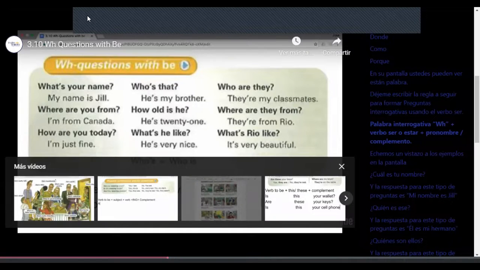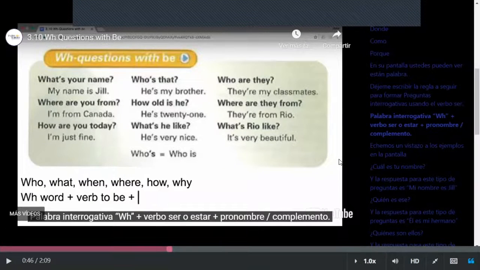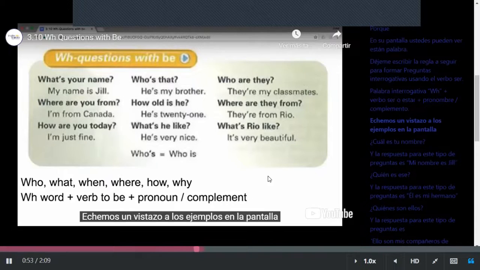All right, you guys have any questions so far? No? In that case, let's analyze. We have the WH word, yes. We have the WH word, and we have the verb to be. And what we already know: pronoun, complement, and the question mark.